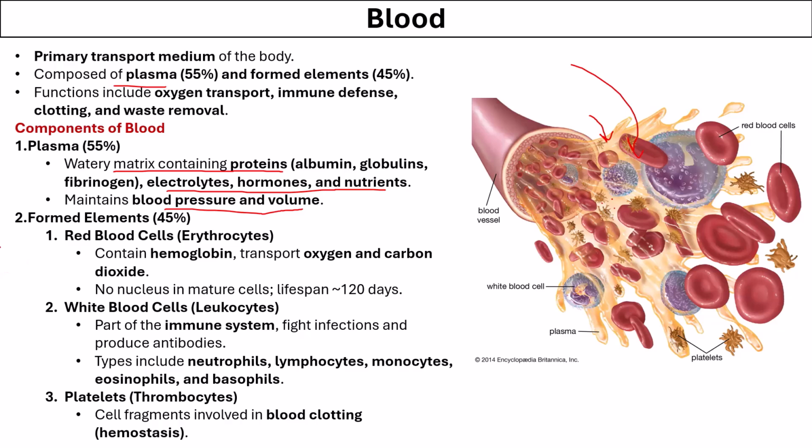If you talk about the cellular components of blood, then there are mainly three kinds of cells. The red blood cells contain hemoglobin, and their main function is to transport oxygen and carbon dioxide. Second is white blood cells. White blood cells are mainly the defense cells of our body, and they fight infection, they produce antibodies, so they protect our body from diseases and pathogens. They are further of several different kinds that we'll talk about in further lectures. And third are platelets, whose main function is to create a blood clot.